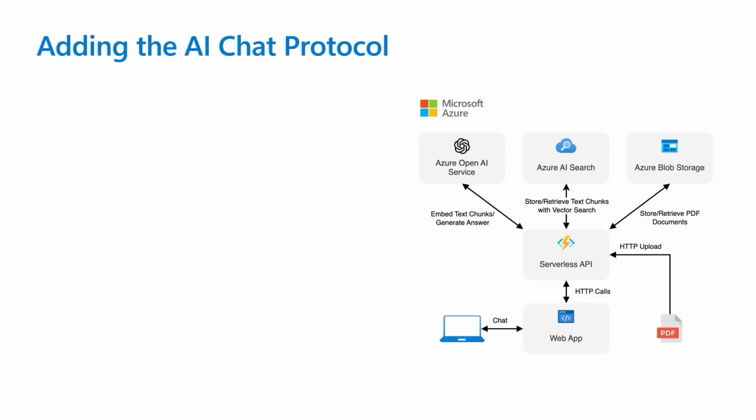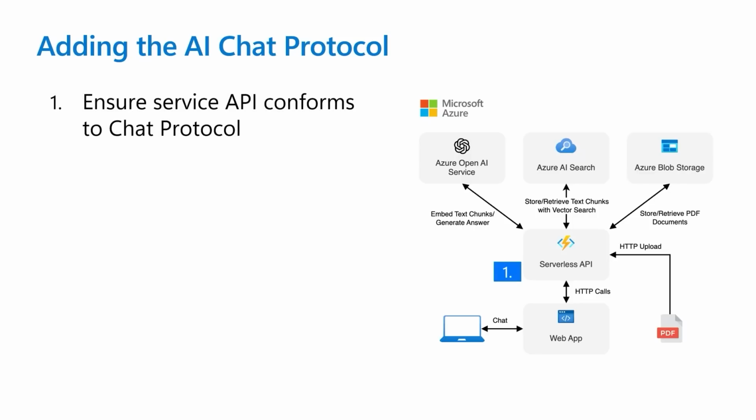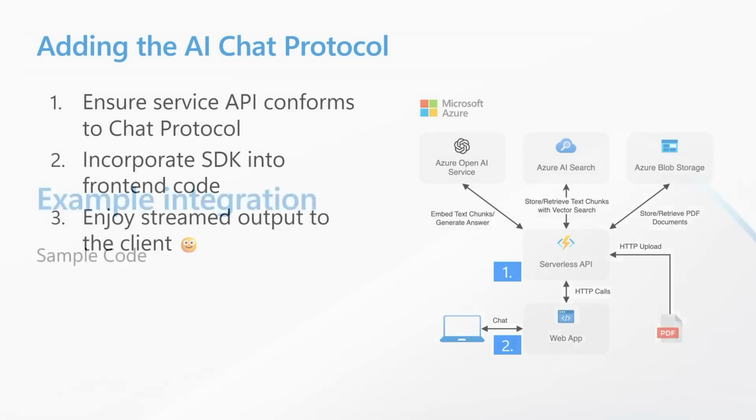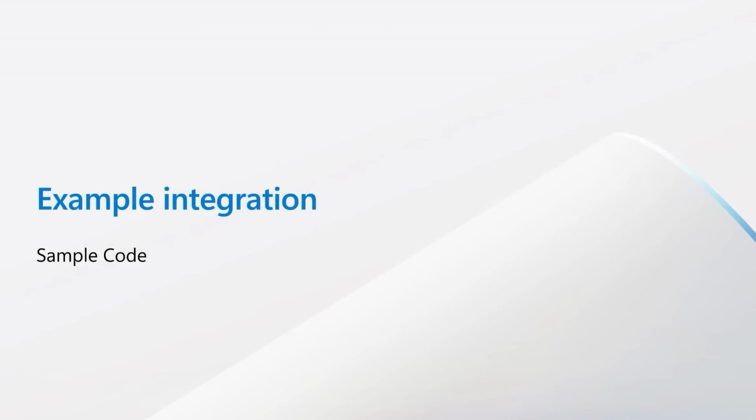In terms of how we'd add the AI chat protocol to this example, first, we want to ensure that the service API conforms to the chat protocol spec. Second, we want to incorporate that SDK into our front-end code so we can easily parse the output. And that's it. We can now enjoy streamed output to the client. Let's dive into a sample. If you'd like to see the sample, it'll be linked at the end of this presentation.